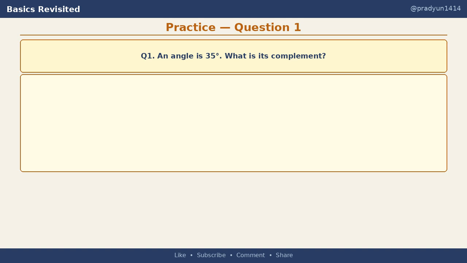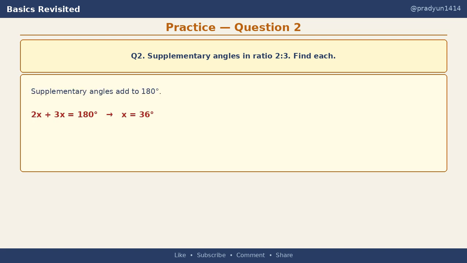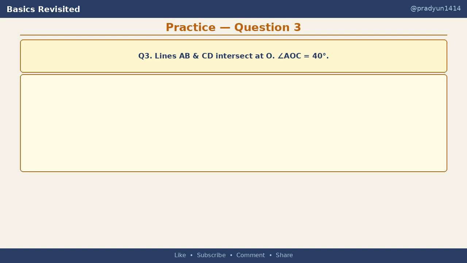Question 1. An angle is 35 degrees. Complementary angles add to 90, so the complement is 90 minus 35, which equals 55 degrees. Question 2. Two supplementary angles are in ratio 2 to 3. They add to 180. Splitting into 2x plus 3x equals 180, giving x equals 36. The angles are 72 and 108 degrees.